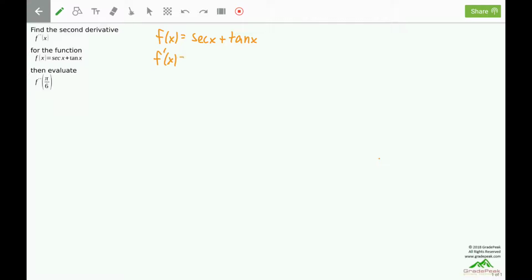First derivative, f prime of x will be the derivative of secant of x, which is secant of x tangent of x, and then times 1 for the chain rule, plus the derivative of tangent, which is secant squared of x, again times 1 for the chain rule. Now for our second derivative, I'm going to want to rewrite that second term to remind us how to take the derivative of secant squared of x. That means secant x, and then the entire thing to the power of 2.